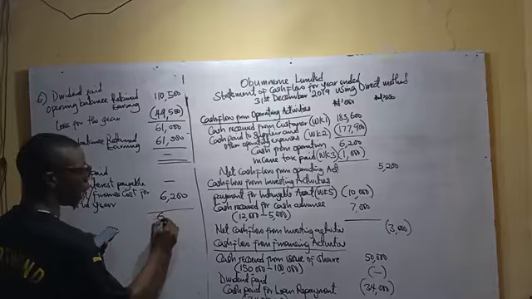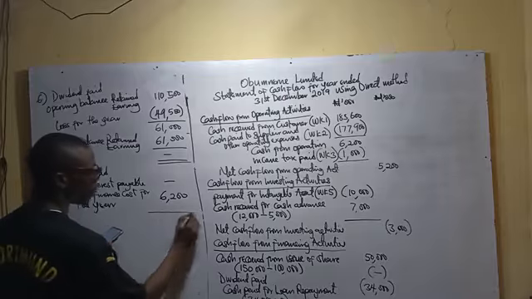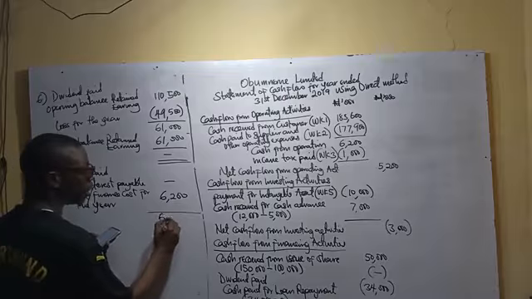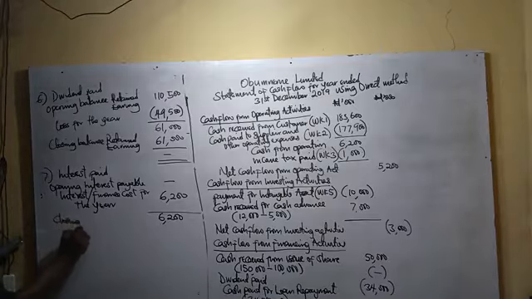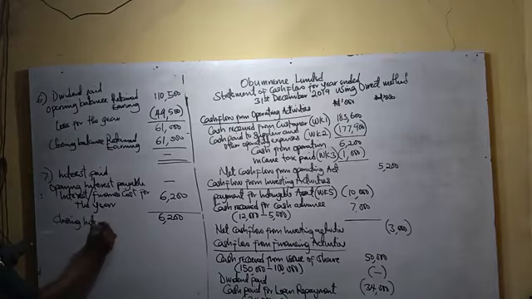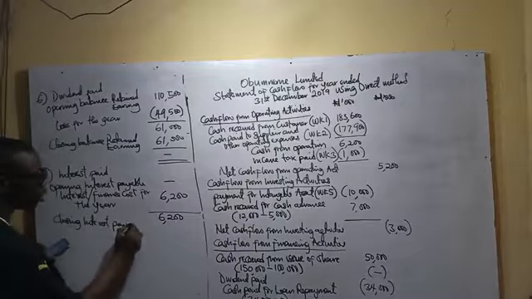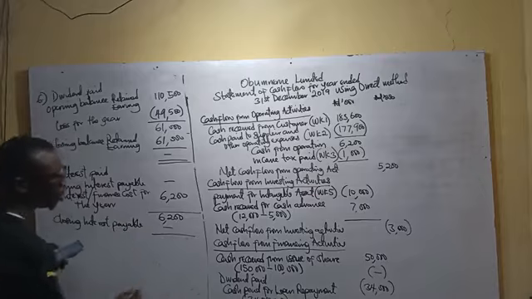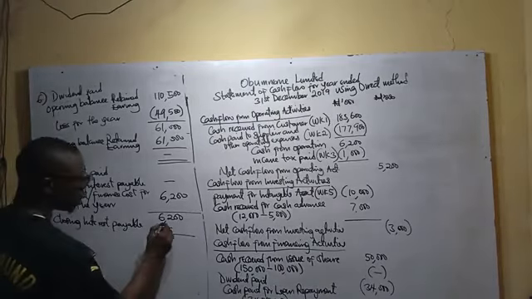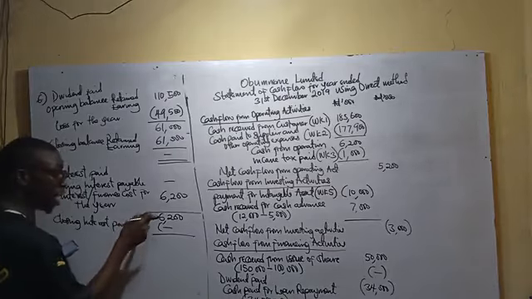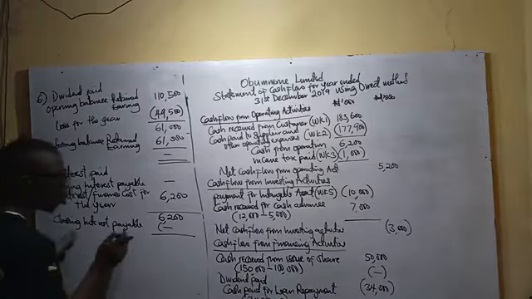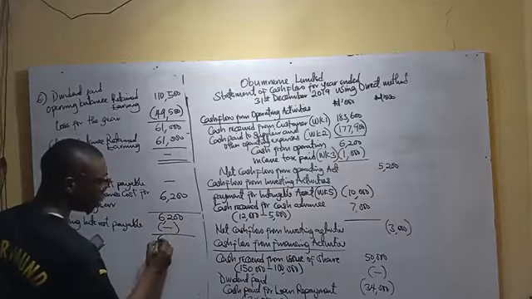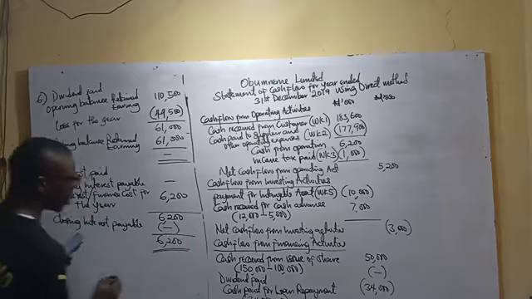That means the amount they are owing for the year is 6,200. What was the closing interest payable? In this question there is no interest payable, because when you check your current liabilities, there is nothing like interest payable. So your interest payable is dash. How much will your interest paid be? By the end of the year, they are not owing any interest. That means they have paid the whole 6,200. That's the interest paid.